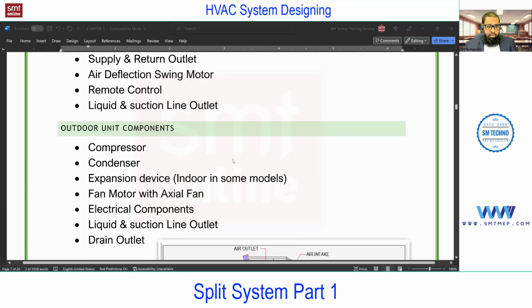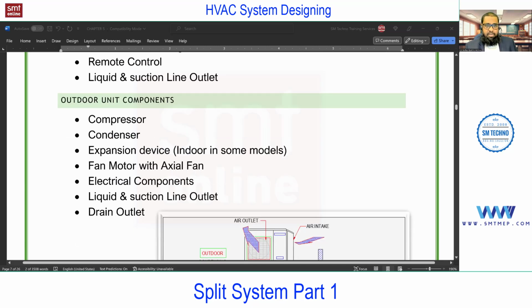Next, if you talk about the outdoor unit, as we discussed at the beginning of the session, you'll find the compressor, no doubt. Condenser, which is used to reject the heat, so that must be outside in the outdoor unit only. Expansion device. In the present market split system, you'll find this expansion device in the outdoor unit only. In some models or in older models, you'll find this in the indoor unit.